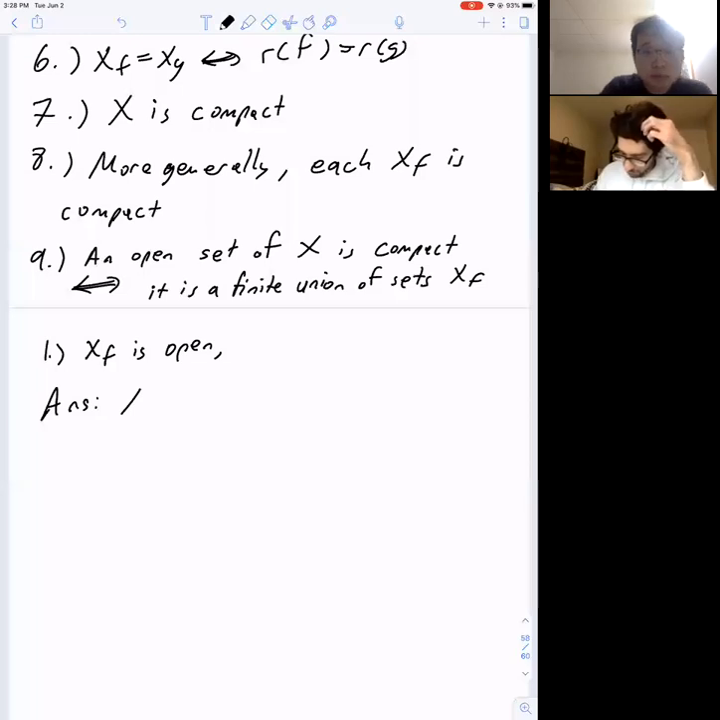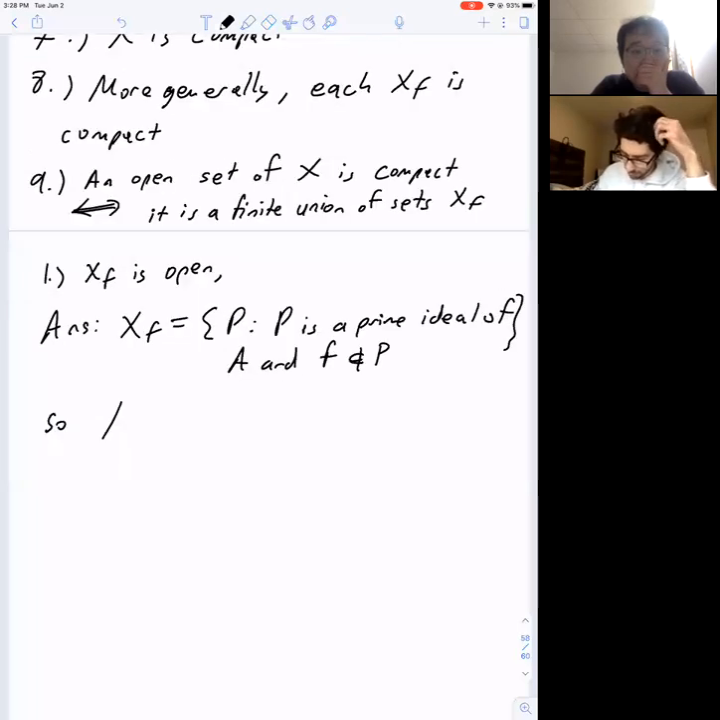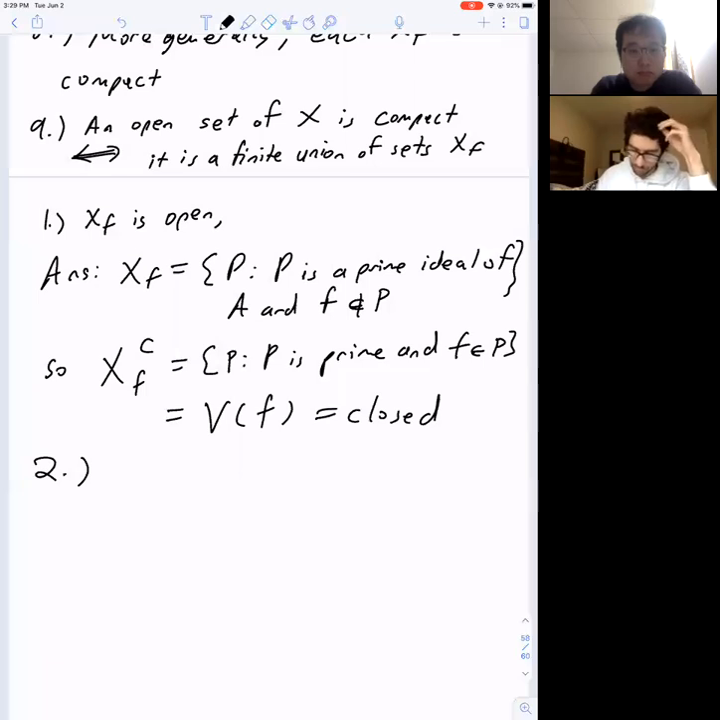So X sub F is the set of all P such that P is prime and F is not in P. Then the complement is the set of all primes P such that F is in P. This is precisely V of F, which is closed by how we constructed closed sets. So question number 1 is done.